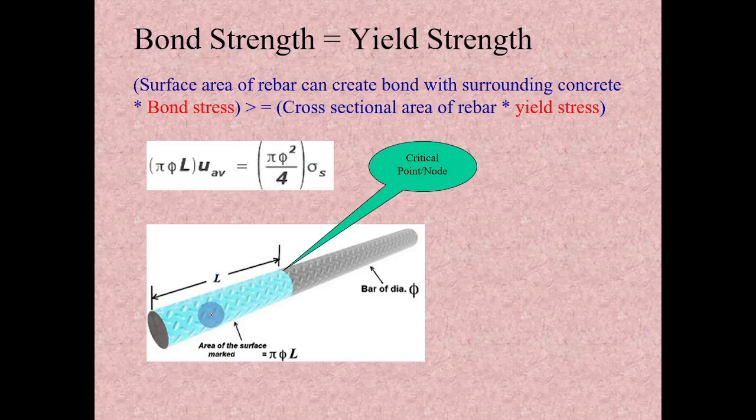So this bond strength will be equal to the surface area of this reinforcement bar, which can create bond with the surrounding concrete, times the bond stress. Which will be equal to the yield strength of the rebar. So the bond surface area is pi d l, times the average bond stress, which should be equal to the cross sectional area of the rebar into yield stress, or sometimes we can use actual stress also.